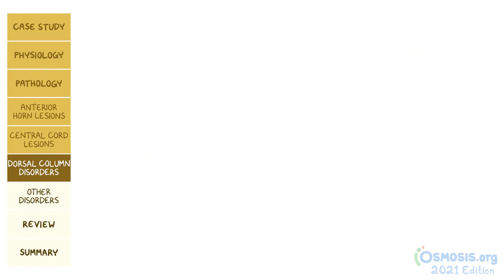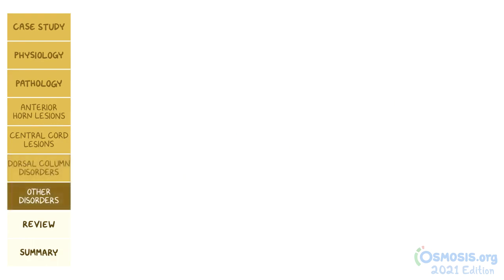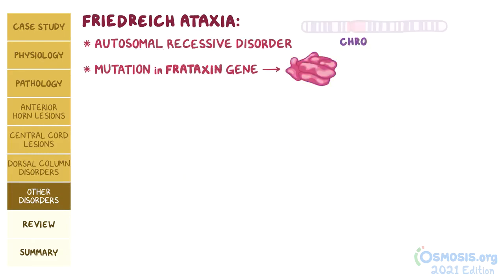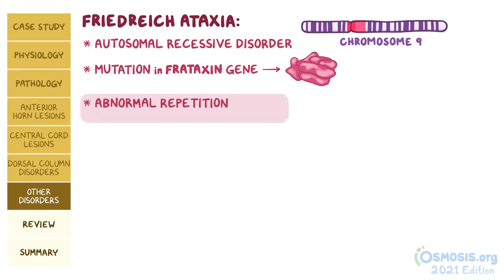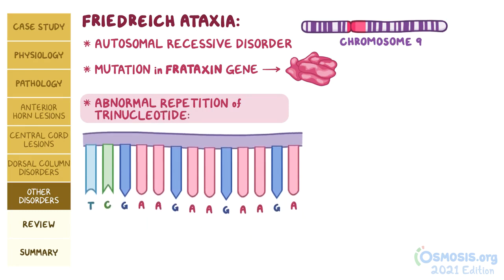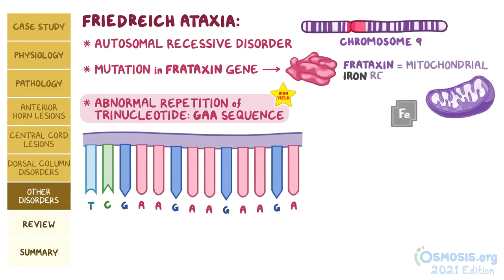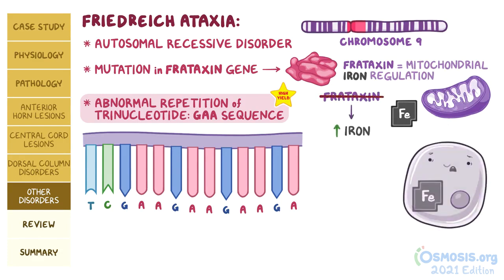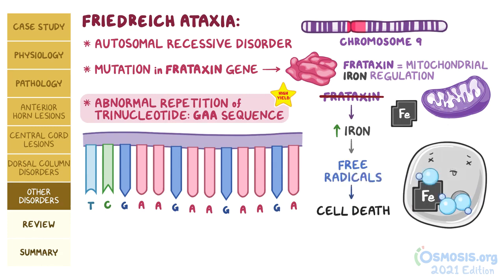Finally, there are two unique spinal cord disorders, the first of which is Friedreich ataxia. This is an autosomal recessive disorder caused by a mutation in the frataxin gene on chromosome 9. This occurs when there's an abnormal repetition of the trinucleotide guanine, adenine, and adenine, or GAA sequence. Frataxin is essential for mitochondrial iron regulation. So, without frataxin, iron builds up inside the cell and reacts with oxygen to create free oxygen radicals, which may lead to cell death.